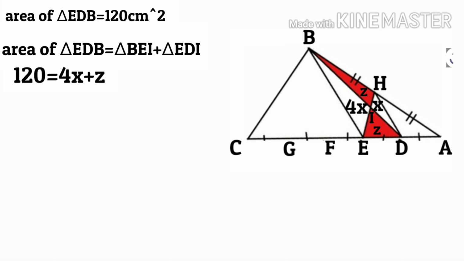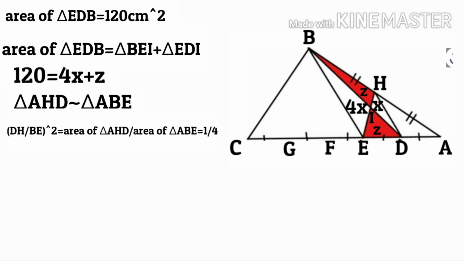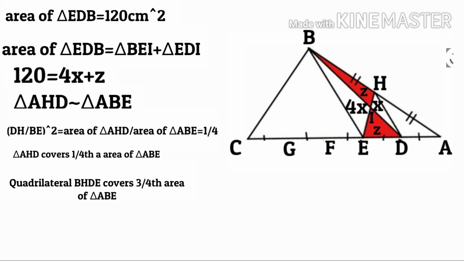Now, triangle AHD is similar to triangle ABE as they both have common angle A and the corresponding angles are equal as lines HD and BE are parallel. Again, the ratio of their areas will be equal to DH upon BE the whole square, which gives 1 upon 4. This means that triangle AHD covers 1/4 of the area of triangle ABE, which again means that quadrilateral BHDE covers 3/4 of the area of triangle ABE.